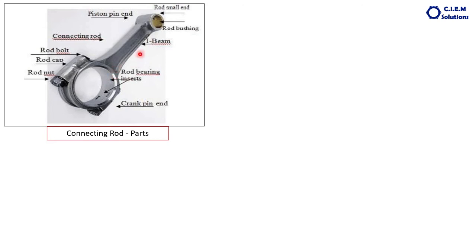So these are the important parts of the connecting rod. This is called the I-beam, the center portion. This is the small end. A bearing or bush is fitted inside the small end. This is called the big end, where the big end sits on the crankshaft journal. This is called the big end cap, which is fixed with bolt and nut. And there are two bearings sitting inside this big end, one is the upper bearing, the other one is the lower bearing.